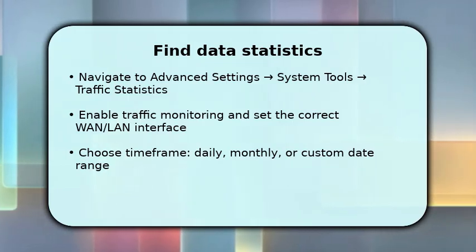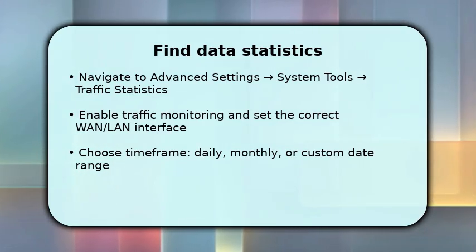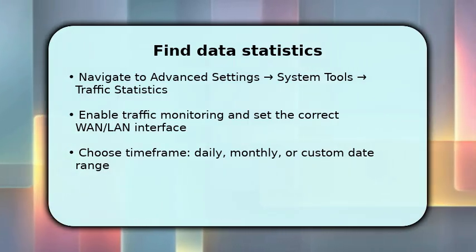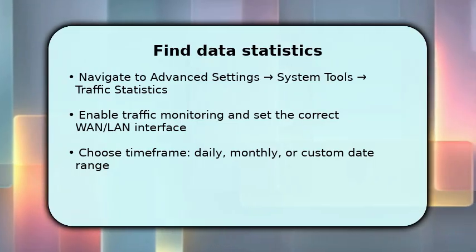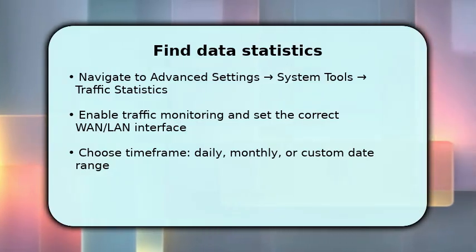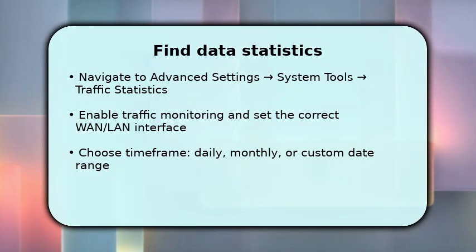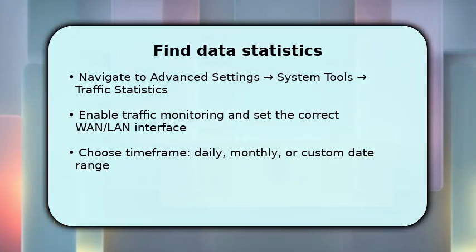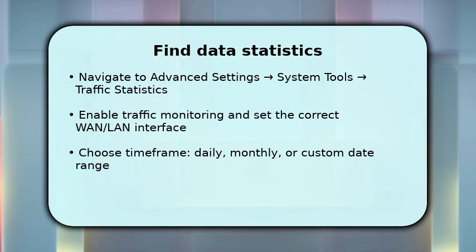Enable traffic monitoring and select the WAN or LAN interface you want to measure, because choosing the wrong interface shows irrelevant totals. Then set the time frame, pick daily, monthly, or a custom range, and start or refresh the monitor. These steps collect byte counts per device or port, so you know who or what consumes bandwidth.